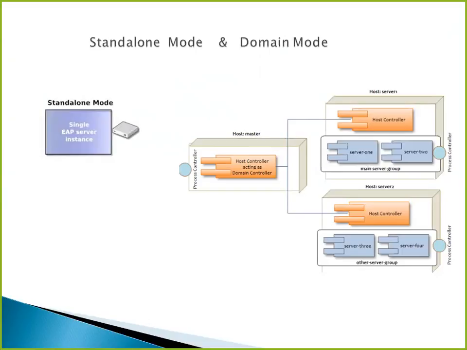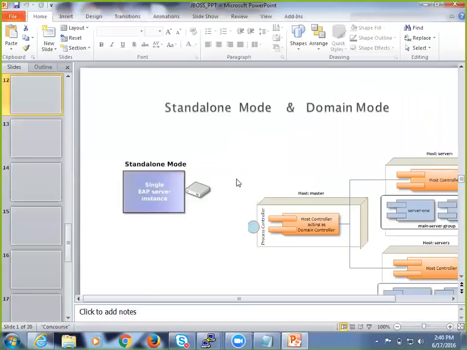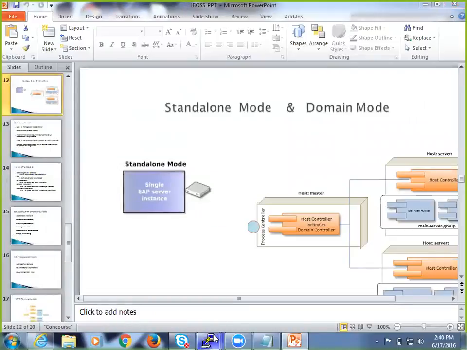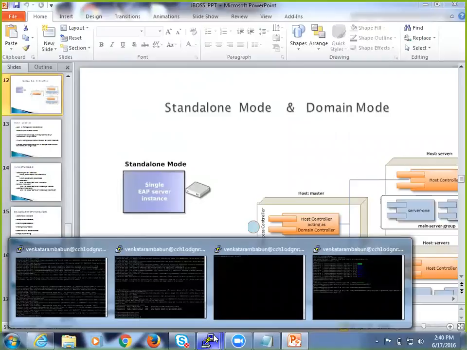So the process controller will do all these life cycles, this starting, stopping. The domain controller will pass the information, and the host controller will just receive and pass. Understood? Clarity?